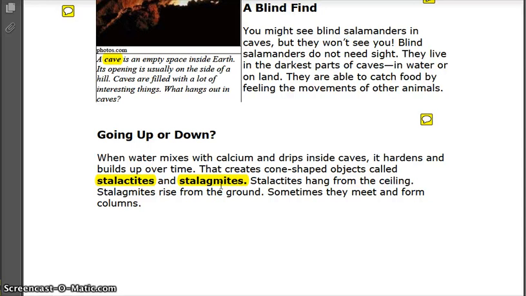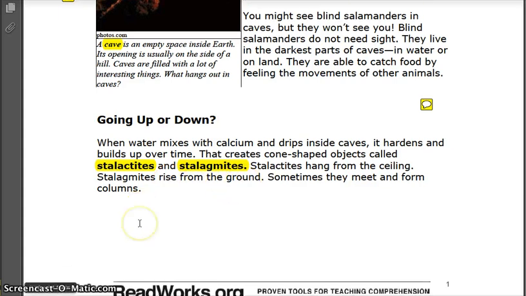Right now in your brains, I want you to think which ones rise from the ground. Think in your heads. Which ones come from the ceiling? We know that stalactites hang from the ceiling and stalagmites come from the ground.